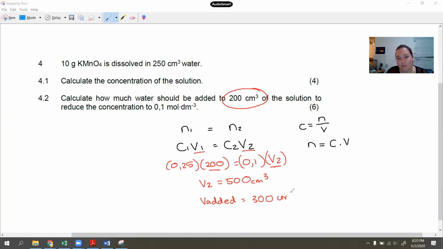This is a shortcut for people that like shortcuts, but you've got to be confident of your knowledge, and you've got to be sure that you're not adding in moles of your potassium permanganate anywhere else. It's not actually increasing the number of moles.